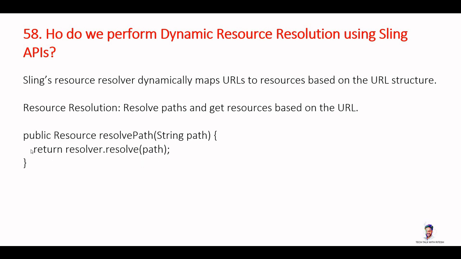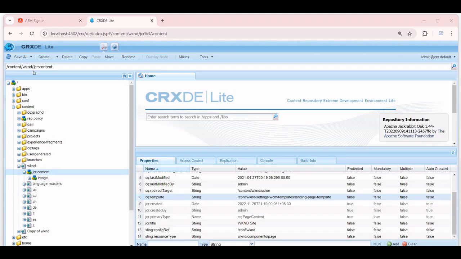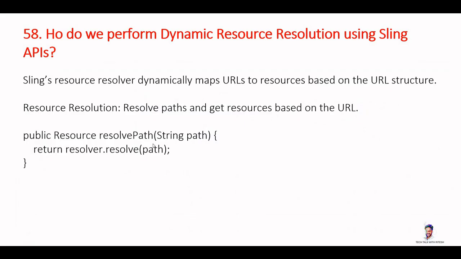a resource. So for example, if I want to resolve this path, this content vacant, I will pass that path here, and then using the resolver I will resolve that path, and it will become a resource, and with the resource again we can perform any action, any CRUD operation.